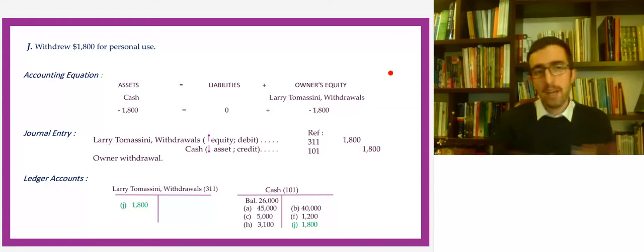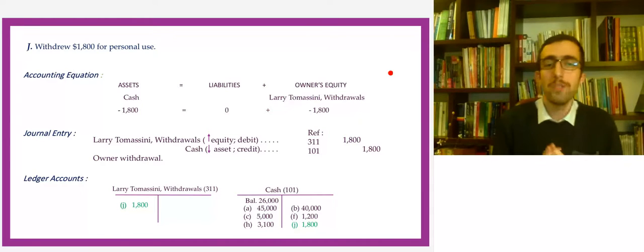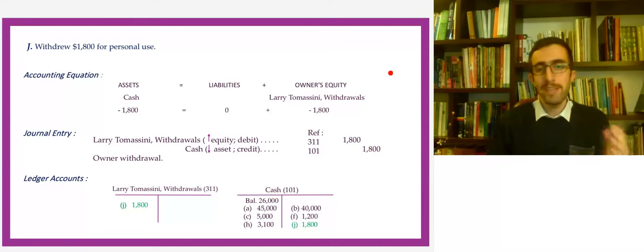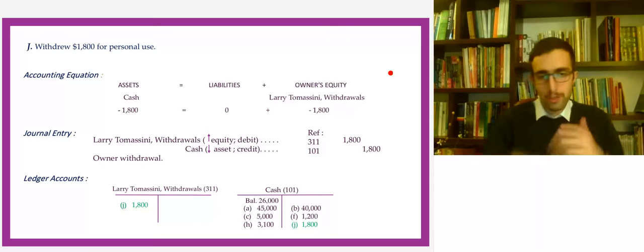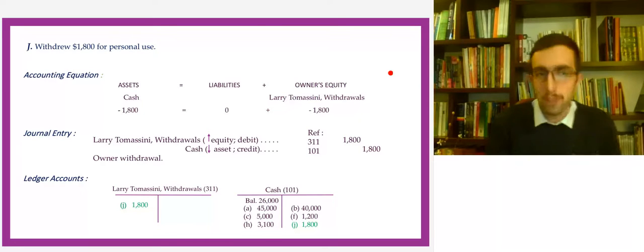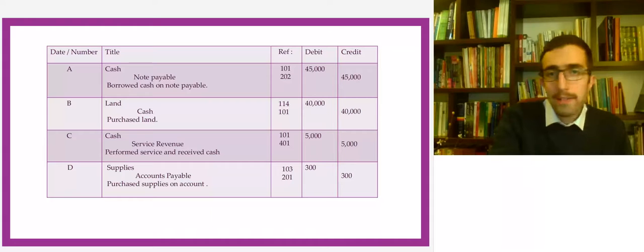Be careful. The effect of capital and service revenue on owner's equity is positive. It means when they increase, the owner's equity will increase too. But the effect of withdrawal and expenses is negative on owner's equity. It means that when they increase, the owner's equity will decrease, or vice versa. When they decrease, the owner's equity will increase. So it is important at this point.